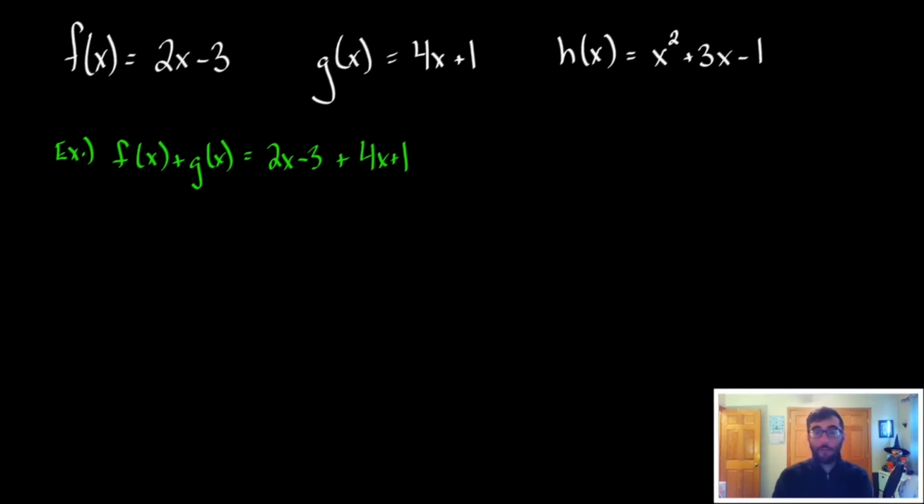That's all that a function addition is. So I'm going to go ahead and combine like terms. So I can combine the 2x and the 4x. So it's 2x plus 4x, so that's going to get me 6x. And then I'm going to go ahead and combine negative 3 and positive 1. So that's negative 3 plus 1, which gets me negative 2. And that would be it. That's my final answer. It's as simple as that.